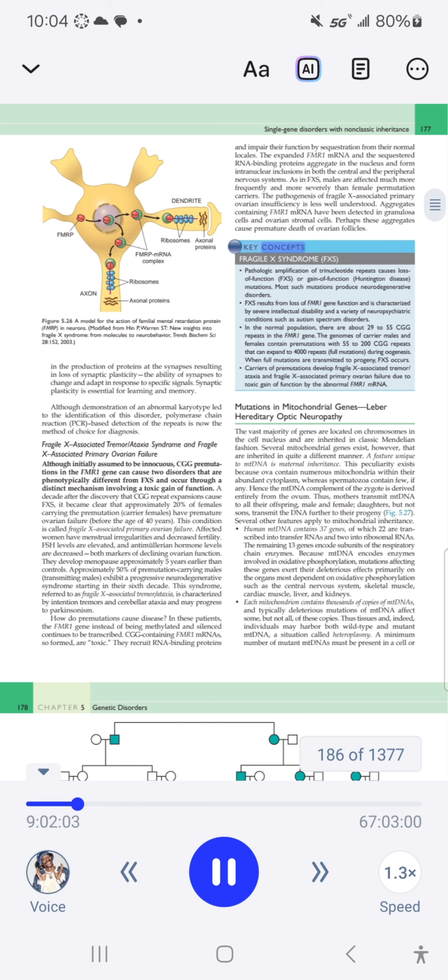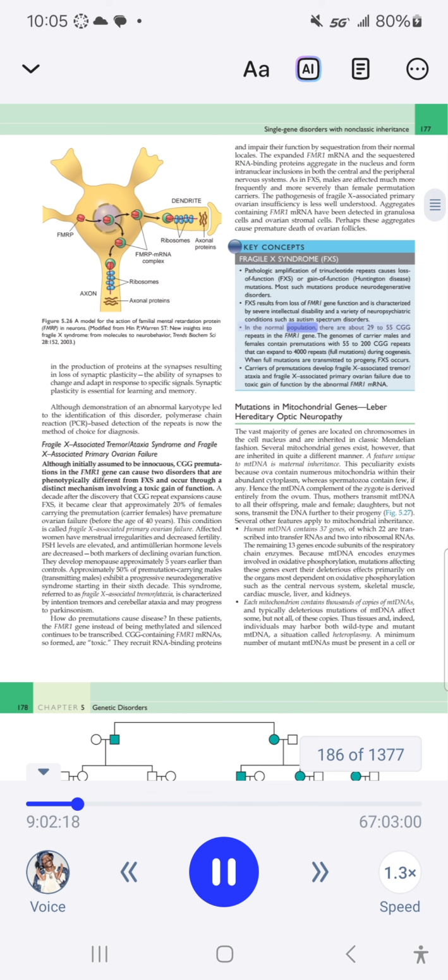Key concepts: Fragile X syndrome, FXS. Pathologic amplification of trinucleotide repeats causes loss of function, FXS, or gain of function, Huntington disease mutations. Most such mutations produce neurodegenerative disorders. FXS results from loss of FMR1 gene function and is characterized by severe intellectual disability and a variety of neuropsychiatric conditions such as autism spectrum disorders.